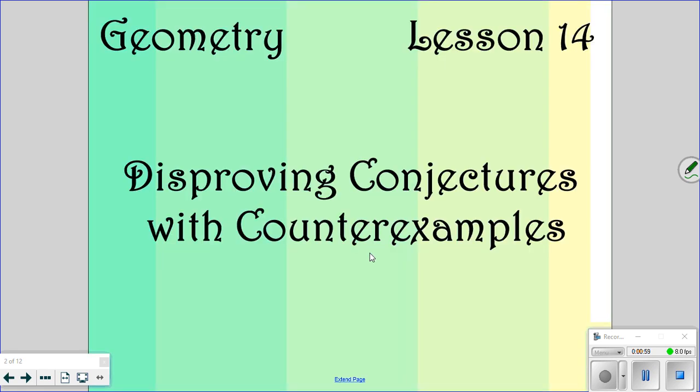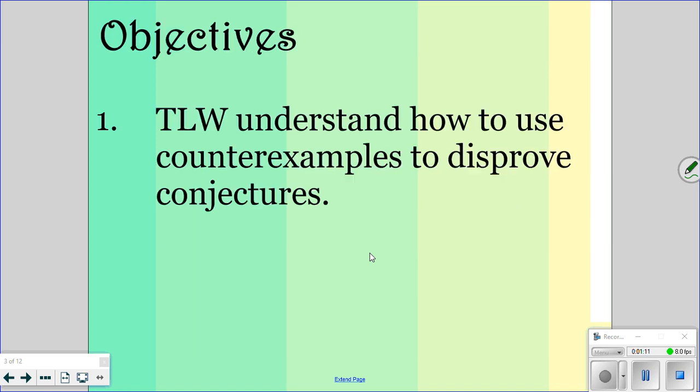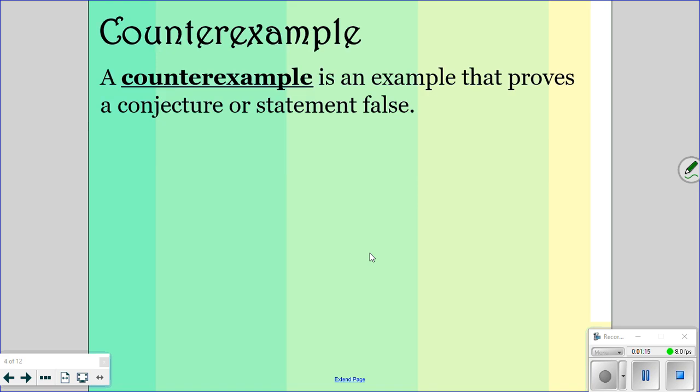So we're looking at lesson 14. We're going to disprove conjectures with counterexamples. We've talked about this back in lesson 7, I believe. Hopefully you'll understand how to use your counterexamples to disprove some conjectures. A counterexample is an example that proves a conjecture or a statement false. You only need one counterexample. Once you find one, you don't have to keep finding more of them. One counterexample is all you need.